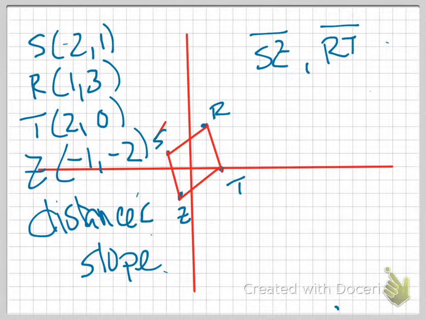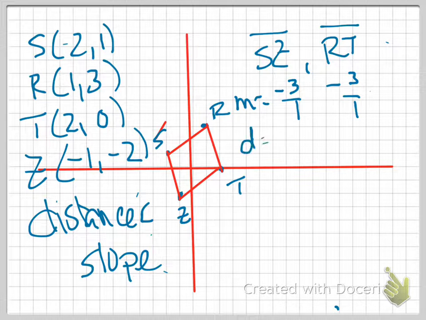Let's find their slopes. Slope of SZ: negative 3 over 1. Slope of RT, same thing. It is rise over run, so if you don't want to use the formula, you can simply look at the graph. To get from S to Z, you'd go down 3 and 1 to the right. R to T, down 3 and 1 to the right. So we've satisfied the first part of that theorem. One pair of opposite sides are parallel. How do we know they're parallel? Because their slopes are congruent. Slopes are the same. Now let's find their distance.